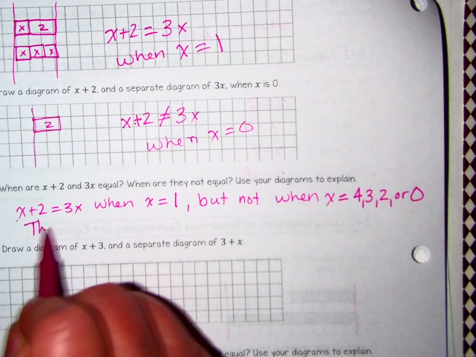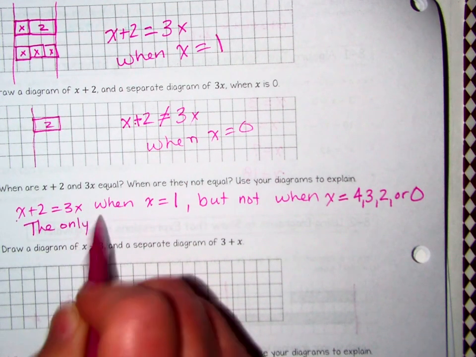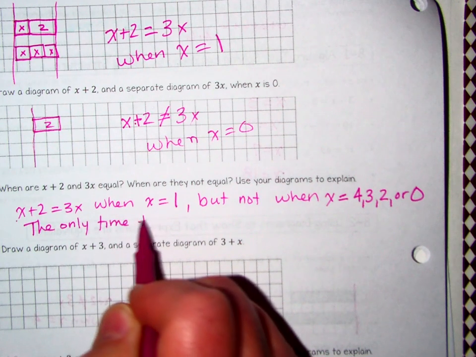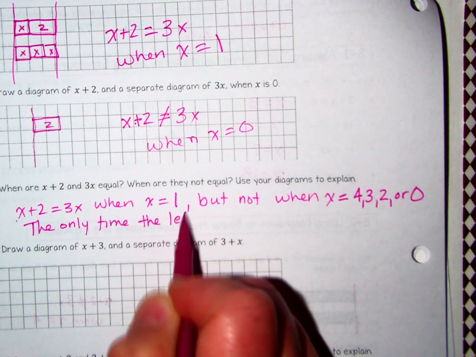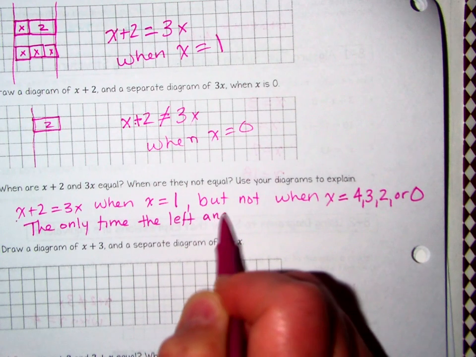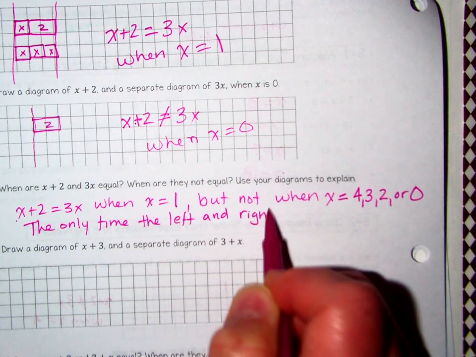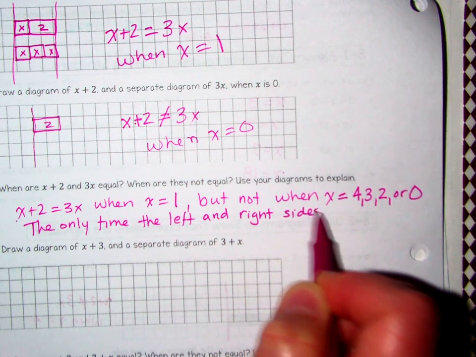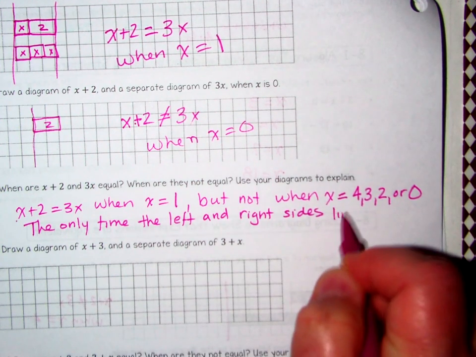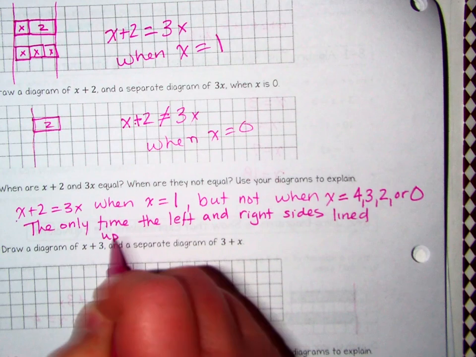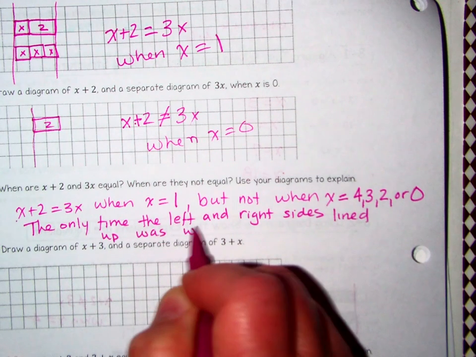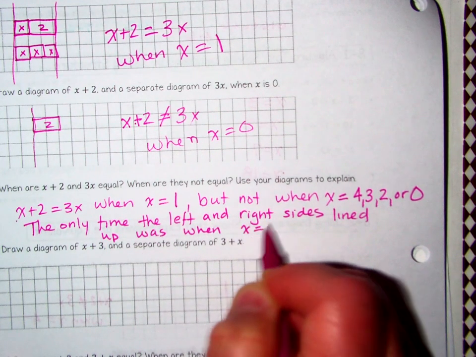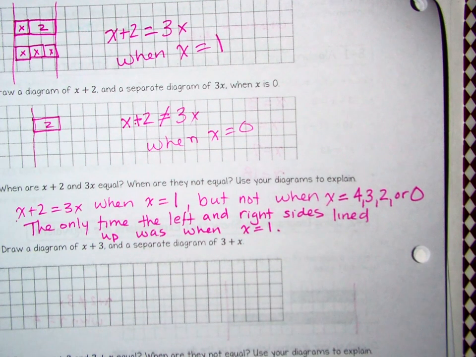the only time the left and right sides lined up was when x was equal to 1. So that's our explanation. Now, draw a diagram of x plus 3 and a separate diagram of 3 plus x.